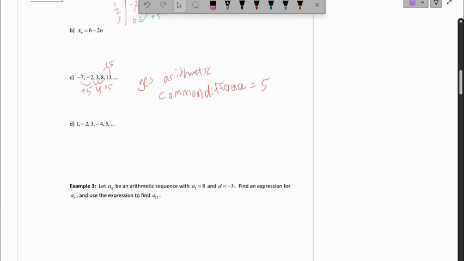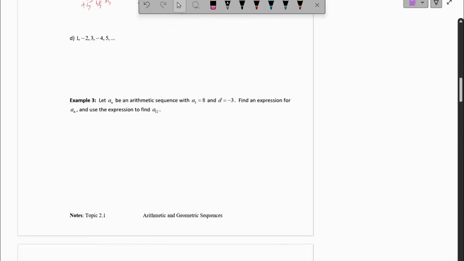Okay. So D, same idea. Again, feel free to do it. Check the key. And yeah, let's go to example 3 now.